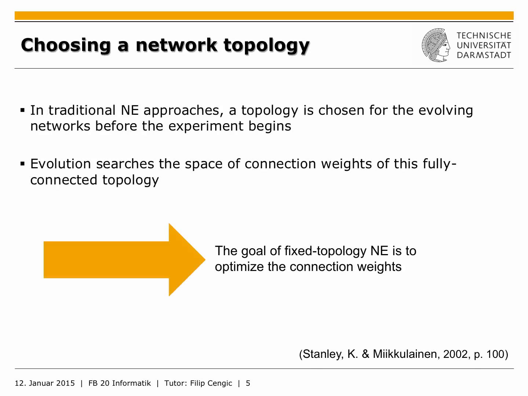In traditional neuroevolutionary approaches, a topology is chosen for the evolving networks before the experiment begins. Usually, the network topology is a single hidden layer of neurons, with each hidden neuron connected to every network input and every network output. Evolution searches the space of connection weights of this fully connected topology by allowing high-performing networks to reproduce.